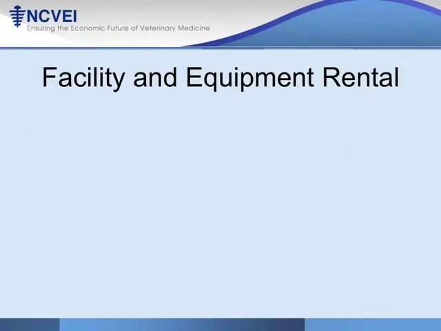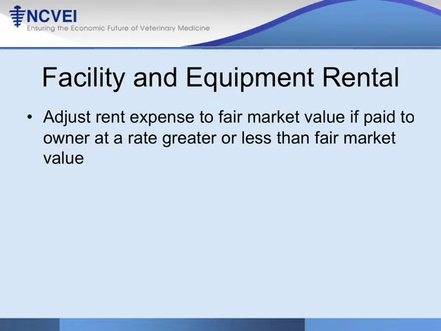Another area that commonly needs to be adjusted when you're trying to translate taxable income to practice profits is facility and equipment rental. Oftentimes, the most common thing that you see is rent expense that's paid by the practice to the owner of the real estate, who generally also owns the practice. That rent expense that's included in the tax return may or may not be at a fair market value rate. Oftentimes, the rent expense was established 10 years ago when the owner started the practice and had first bought the real estate, but rent rates have changed since then. They could either have gone up or down, and so the rent expense doesn't really reflect the current market.